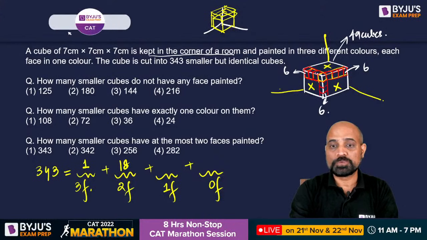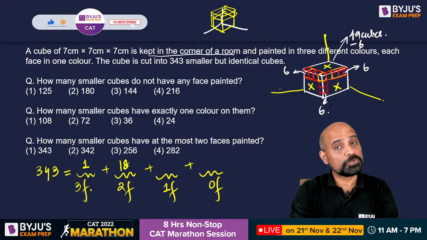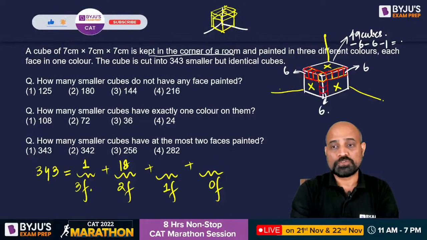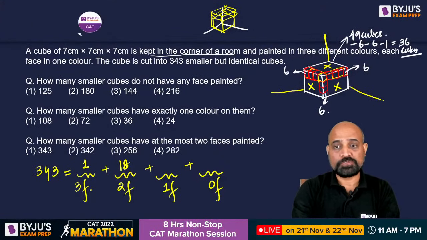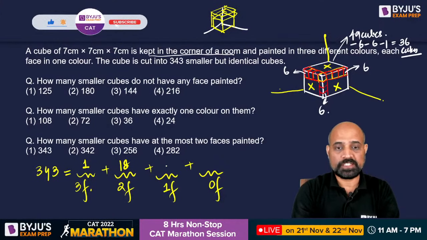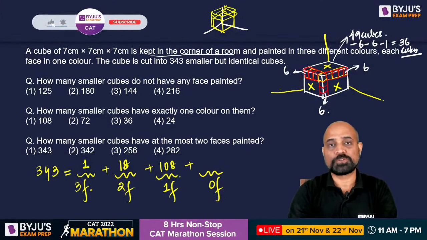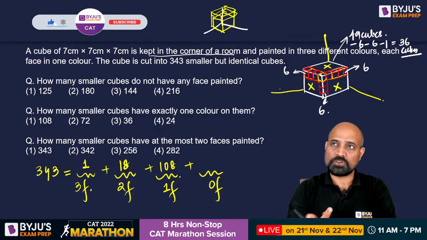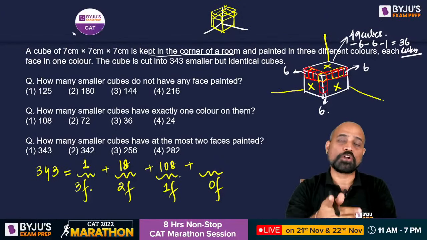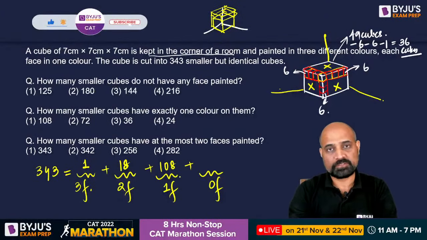We removed 6 cubes from here. We removed 6 cubes from the other edge. And then we removed 1 cube from the corner. So a total of 13 cubes were removed. So we have a total of 36 cubes at every particular face. Since there are 3 faces, we will have 3 into 36, which will result in 108 cubes, which will be painted with just one color. So there are going to be 108 cubes where only one face is painted by one of the colors.